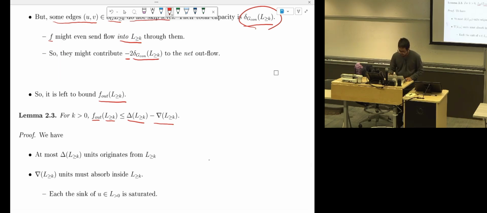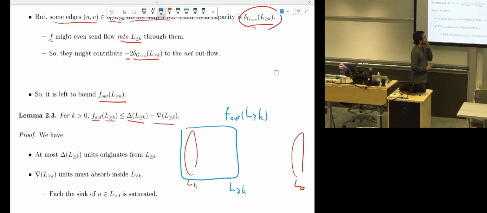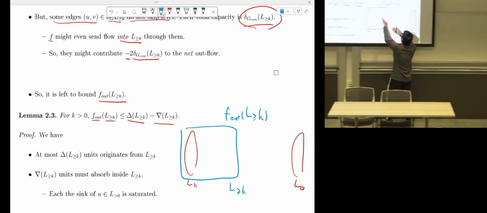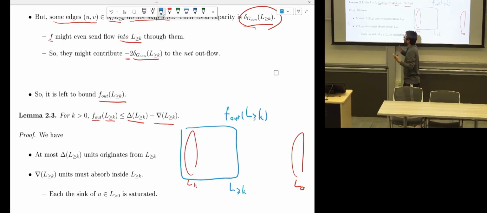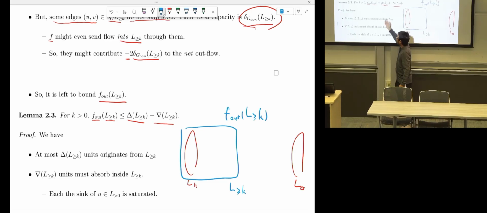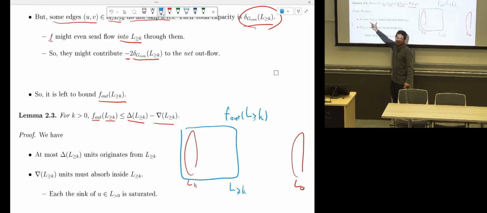Because you have level 0, level h, and let's say we look at the cut here, and we want to analyze the flow out of the cut. We want to see how much net flow out of this cut there is. Now, the total unit of mass that originates inside the cut is just the source in it. So the net flow out of it is at most this, for sure.